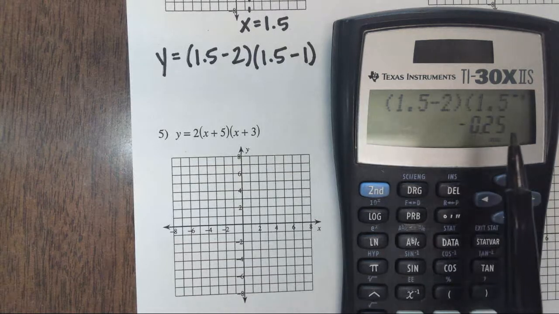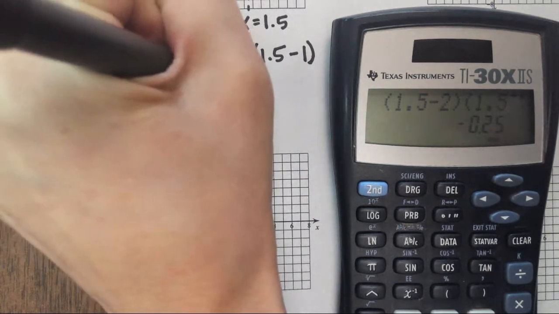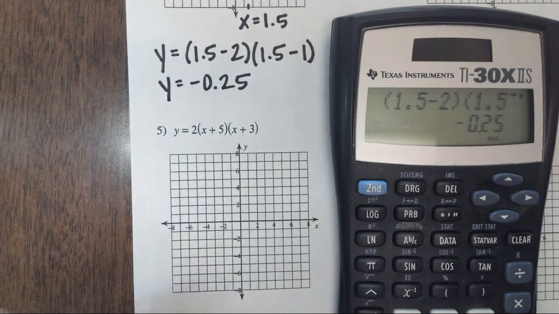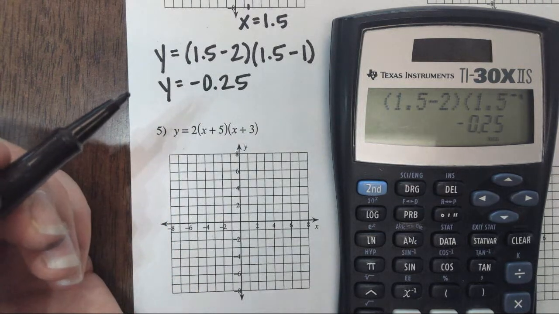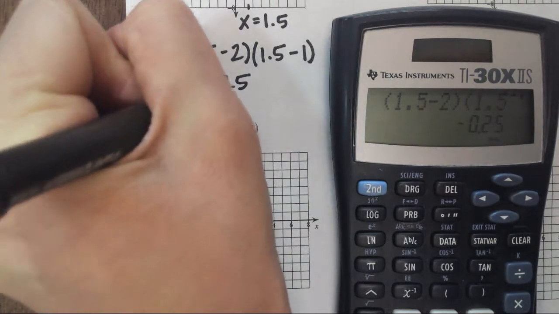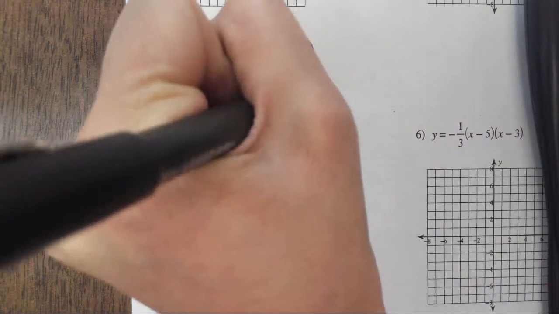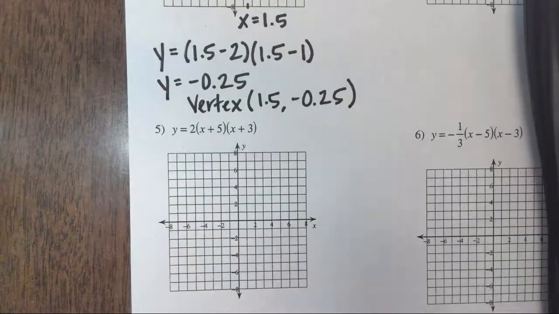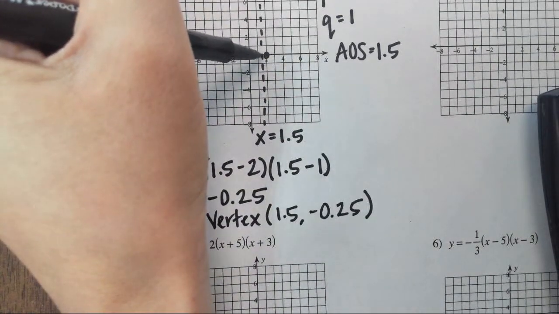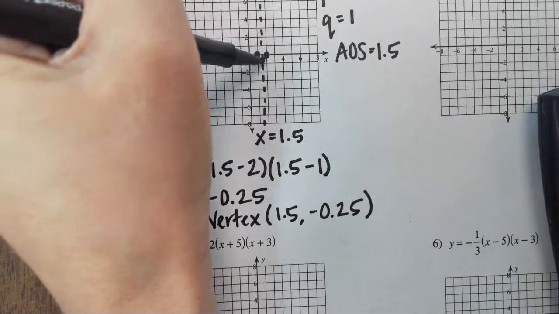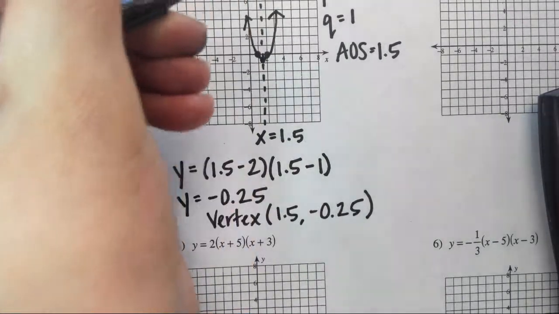And I find that the value is negative 0.25, so y equals negative 0.25. And I can put this y value together with my axis of symmetry in that last part of step 3 on the board and get the vertex as the point 1.5, negative 0.25. I will go back to my graph, and I'm going to go over 1.5 on my axis of symmetry and go down negative 0.25, and then I can connect those into a parabola.